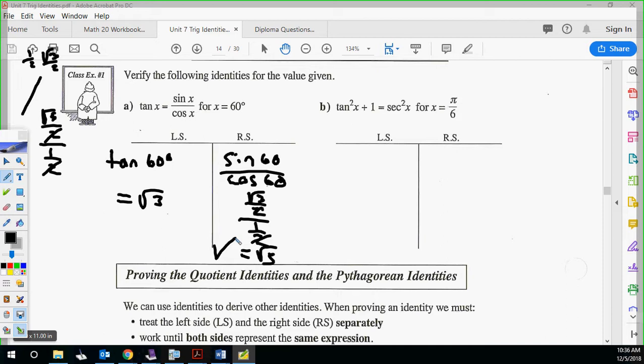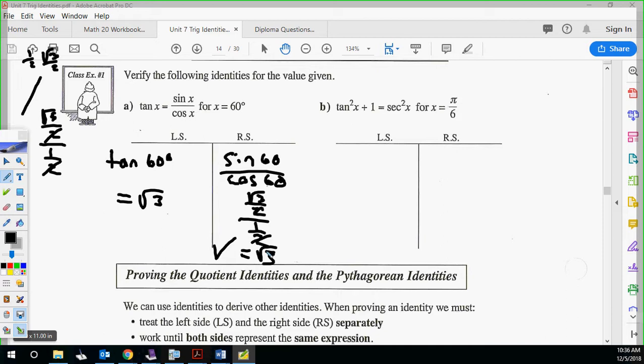Left side equals right side. Left side, right side, yeah. Left side, right side. That's all that means. Okay, tangent squared x plus 1 equals secant squared x, for pi over 6.